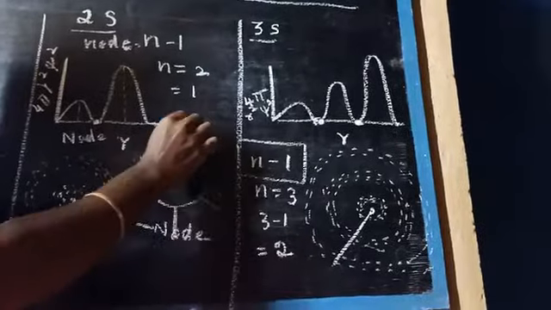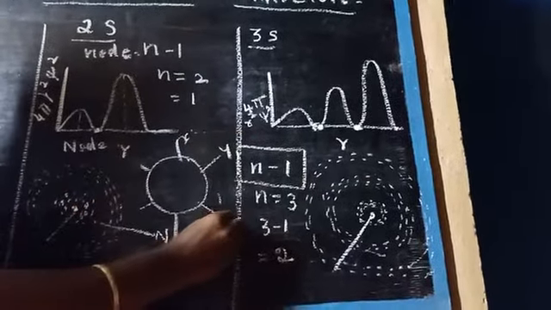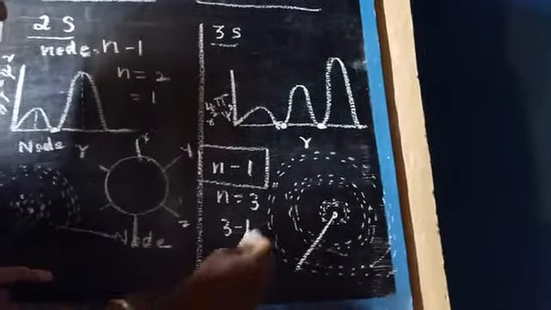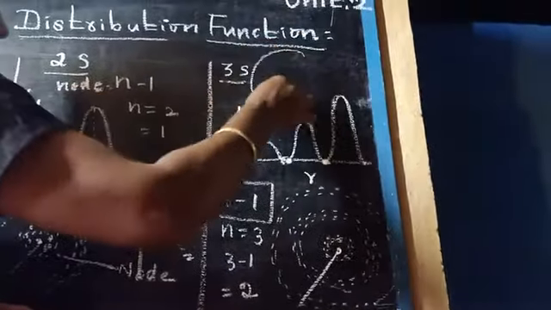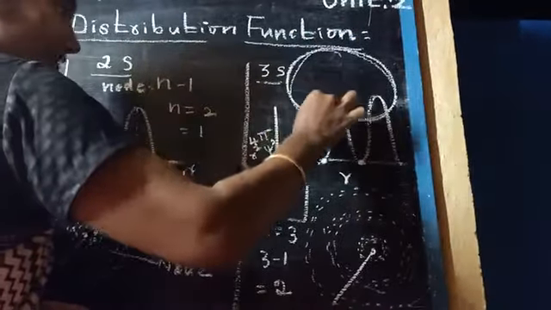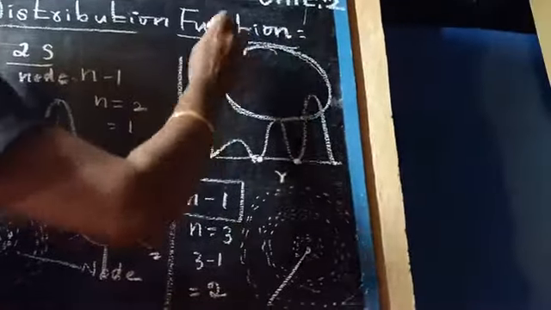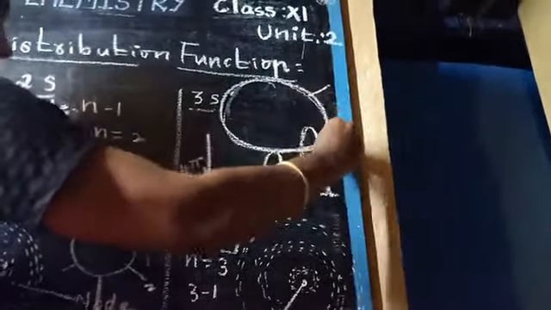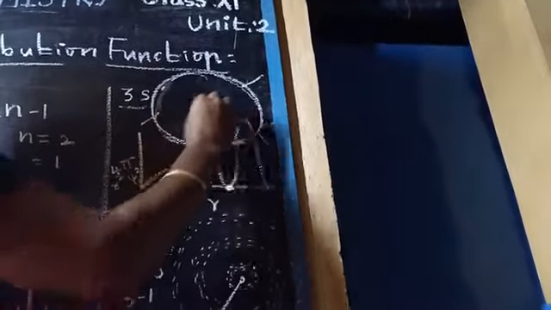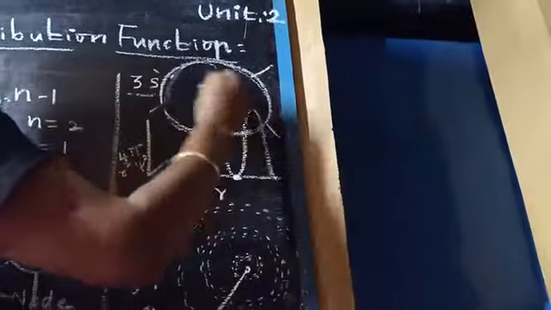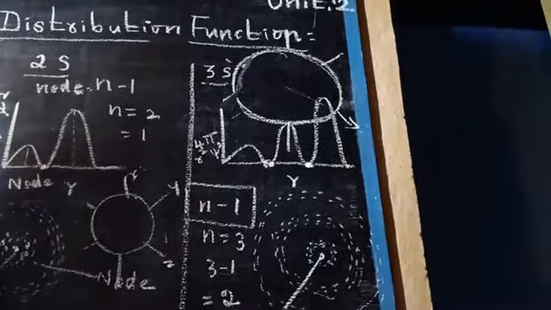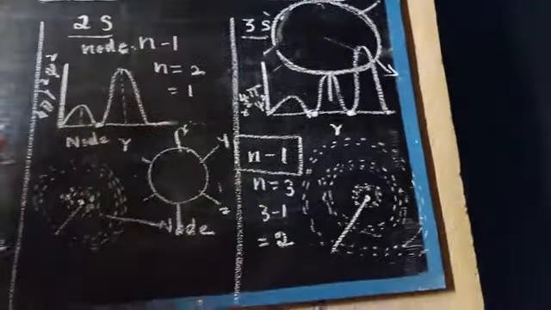Okay, so next, x axis, y axis, z axis. In the 3s orbital, the size again increases. The 3s orbital, are you clear? This is spherical in shape, with the x axis, y axis and z axis. Children, I hope you can understand very clearly.